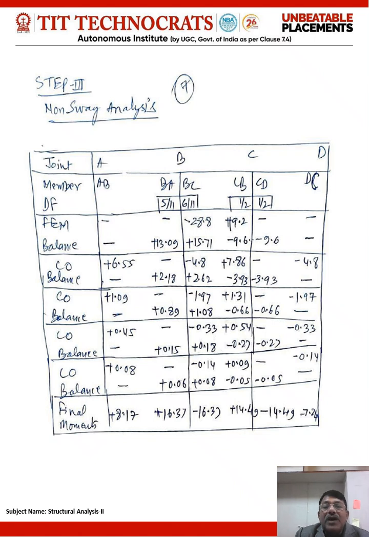Now going for the non-sway analysis, at the end of the observation table we will come up with the values of final moments at the joints. Here you will find the moment in AB as 8.17 clockwise in nature, moment in BA as 16.37 which is clockwise in nature, moment in BC as minus 16.37 anti-clockwise in nature, and so on. This is not so different from the process which you have already tried many times earlier. It is the simple process of moment distribution, that is, the non-sway analysis.